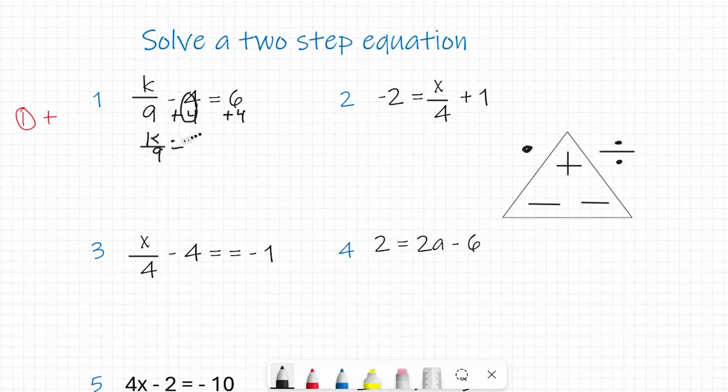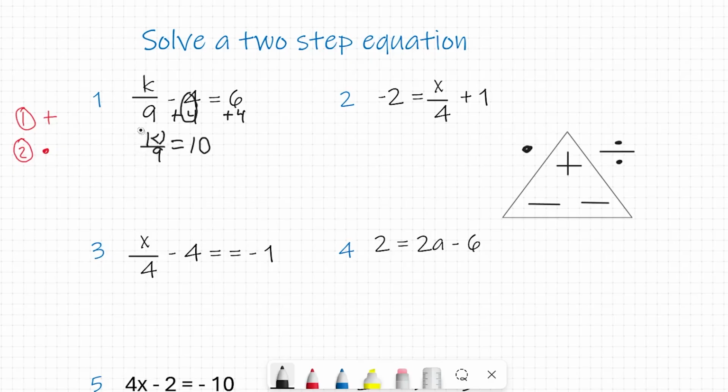On the other side, can you see that they have the same sign? Add it up, and then you're gonna keep the sign. So that should be 10. So step one, we add to get rid of this 4. Then step number two, we're gonna do the opposite. In this case, you see this line, it means that we're dividing. So to get rid of this number 9, we're gonna be multiplying, which is the opposite of dividing, right?